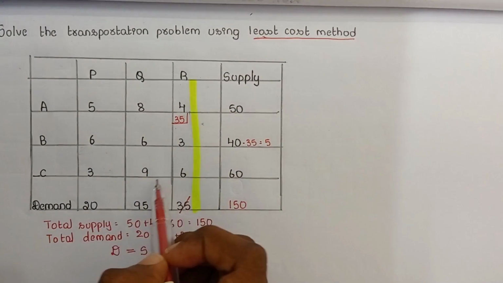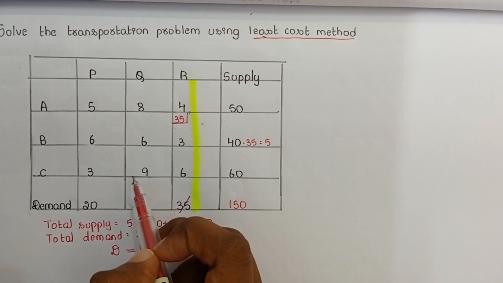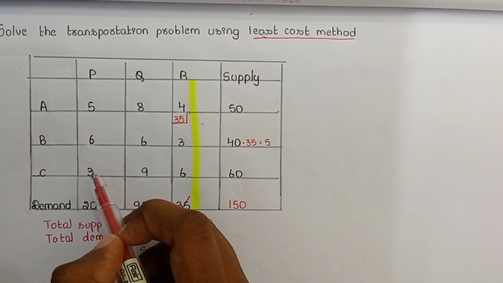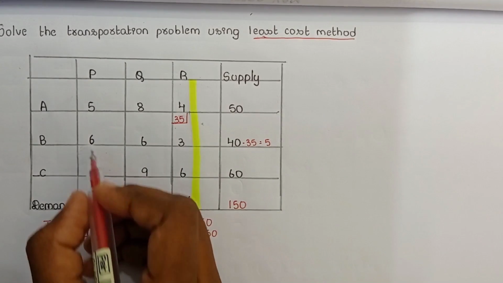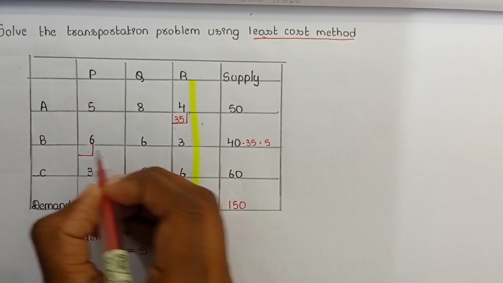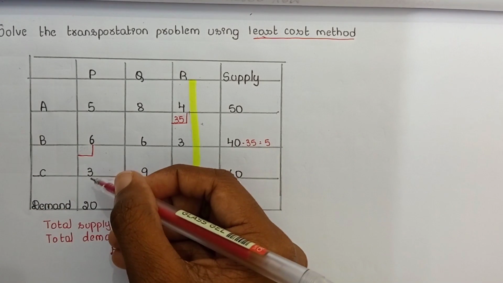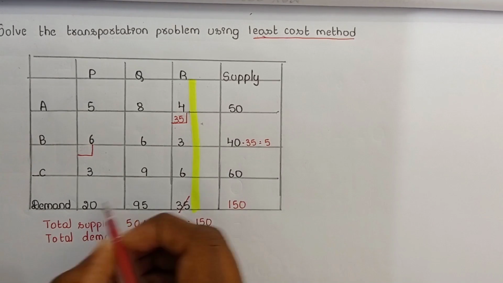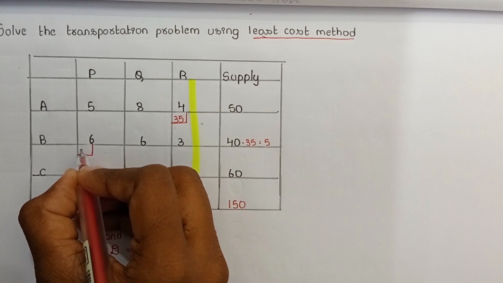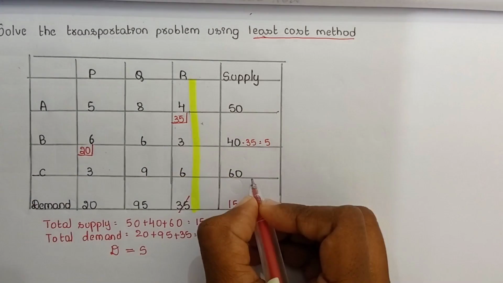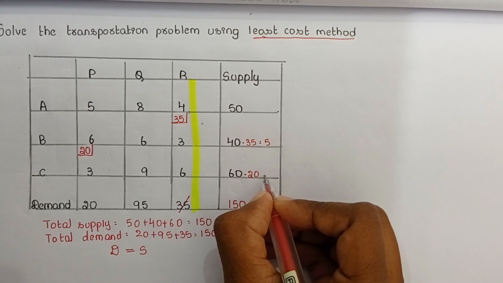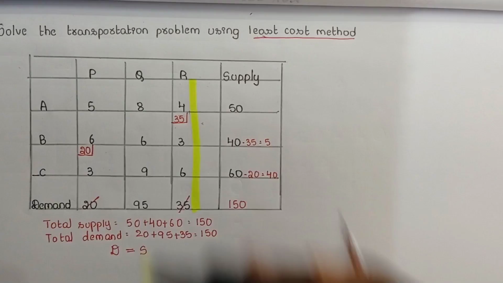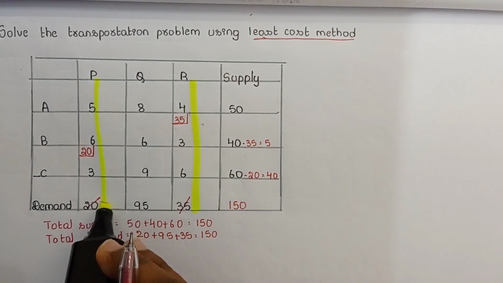So in these values we have to identify which is the least value. Among 5, 8, 6, 6, 3, 9, the least value is 3. So I have to select this cell for allocation next. The corresponding demand to this 3 is 20 and this 3's supply is 60. When we compare 60 and 20, the least value is 20. So I will allocate that 20 here and deduct that 20 from 60. So 60 minus 20 is 40. As I have allocated everything here, I should strike off this column as well. So I will strike off this column.